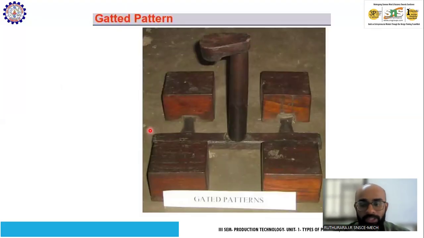The next type of pattern is called the gated pattern. The patterns we saw so far are used for making a single component. But if you need to make multiple components in a single stretch, you can go for gated patterns. These patterns will have a mold cavity, pouring basin, and structures like this which are called gates. Through these structures, the molten metal will flow to each of the patterns. This square block is actually the component which has to be made. To make this component, you pour the molten metal through these gates. Hence it is called the gated pattern.